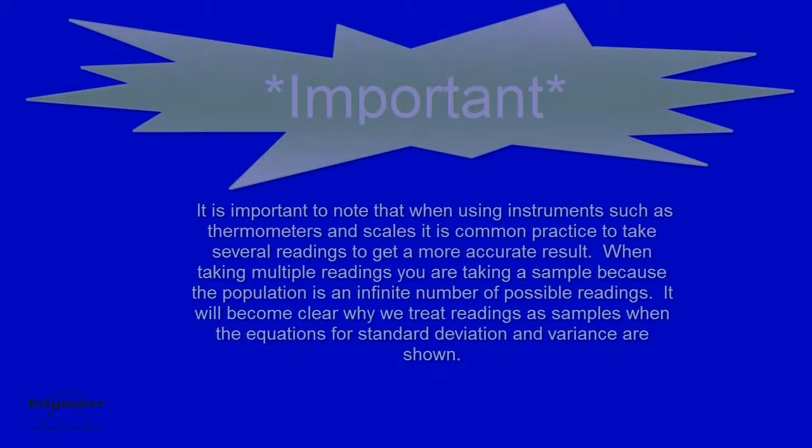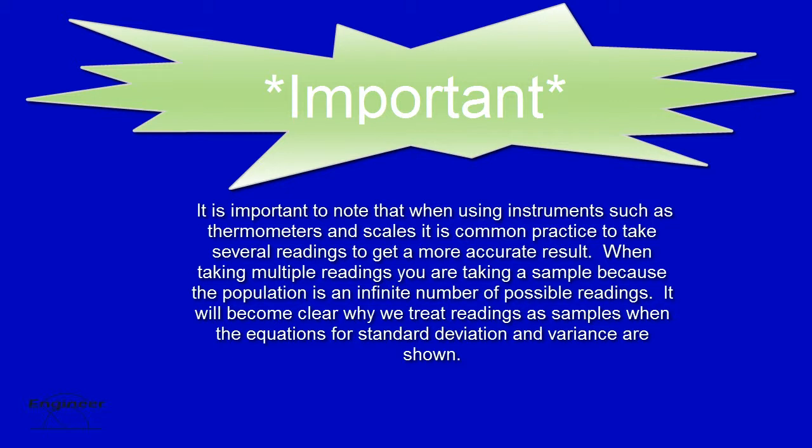It is important to note that when using instruments such as thermometers and scales, it is common practice to take several readings to get a more accurate result. When taking multiple readings, you are taking a sample because the population is an infinite number of possible readings. It will become clear why we treat readings as samples when the equations for standard deviation and variance are shown.